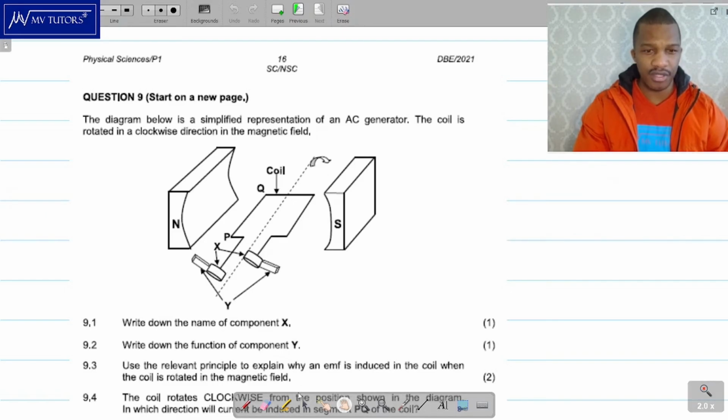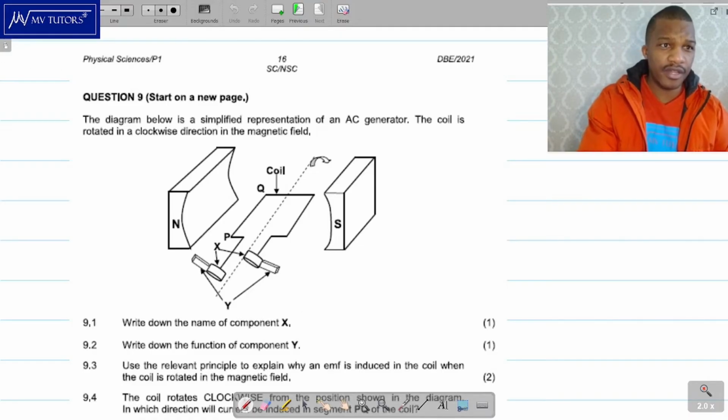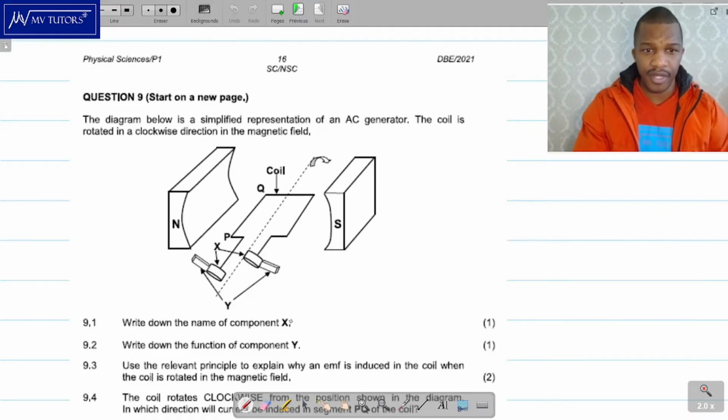I hope you did this in class. But in the event that you didn't, I'm just going to write it here. Let me use a red pen. I prefer a red pen. So let's go ahead. We call this a slip ring. Just like that. Slip ring. Okay, it's a slip ring.